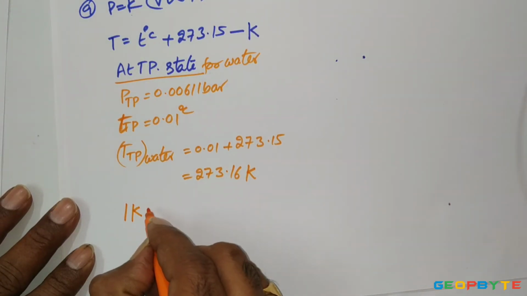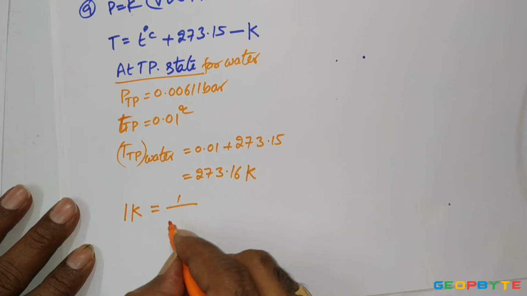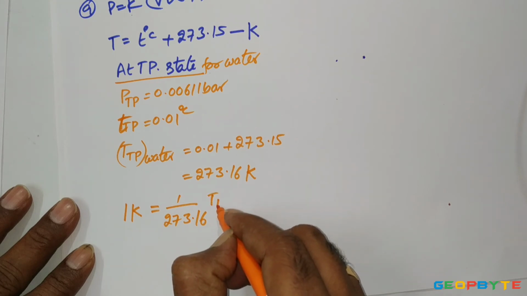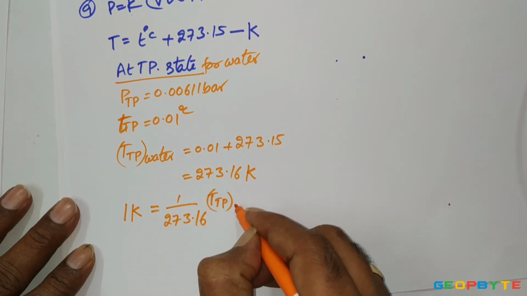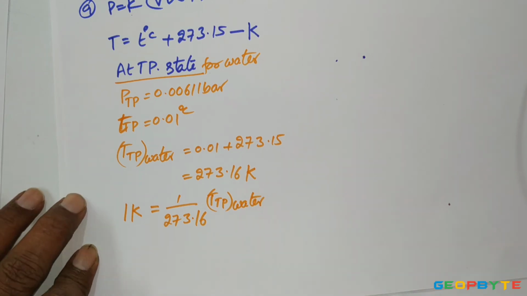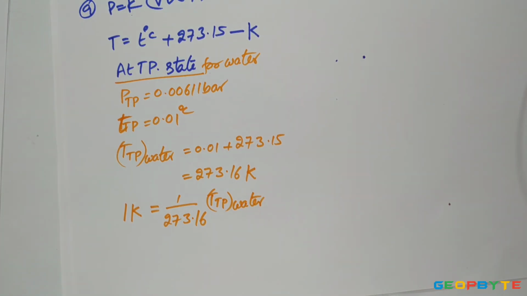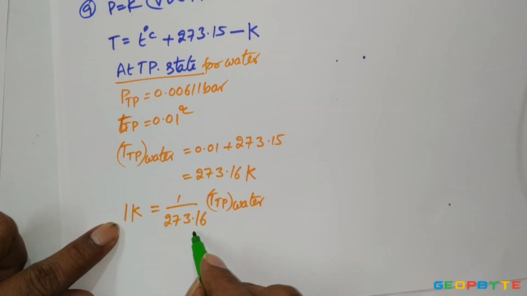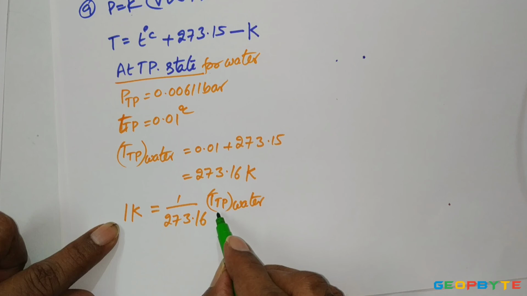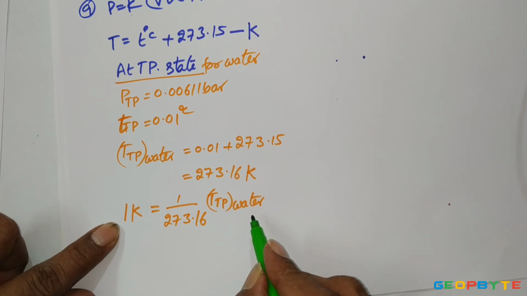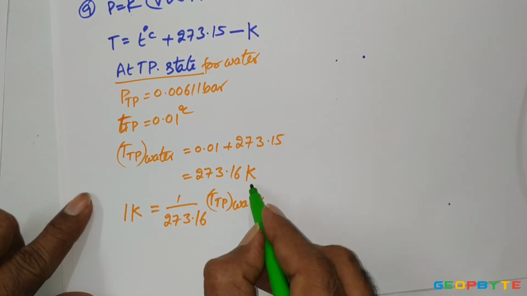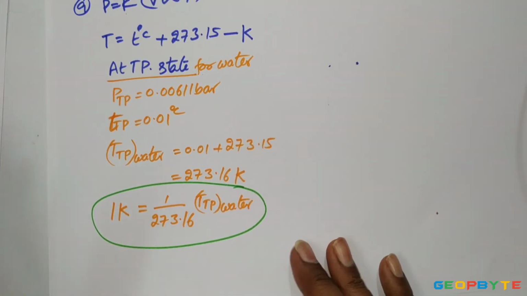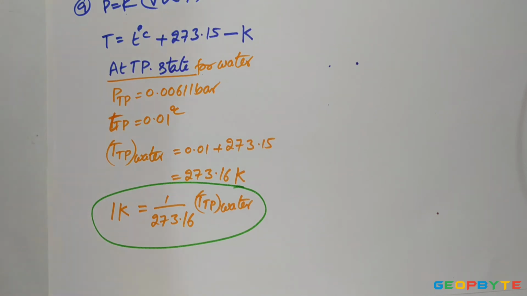Then Kelvin is defined like this: 1 Kelvin is equal to 1 by 273.16 times the triple point state temperature of water. Once again, very important information: 1 Kelvin is defined as 1 by 273.16 times the triple point state temperature of water. That is the definition for 1 Kelvin. Very important definition. So with this, the ninth problem is also completed.